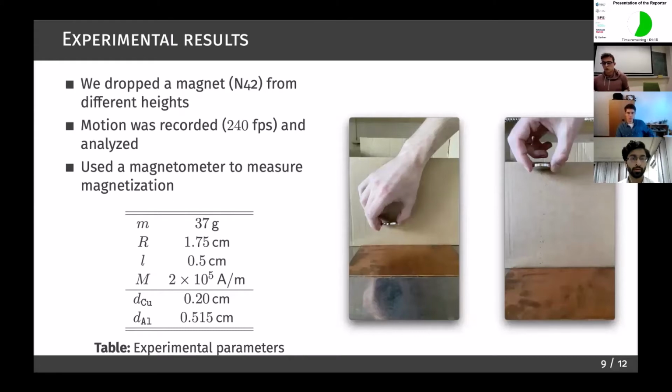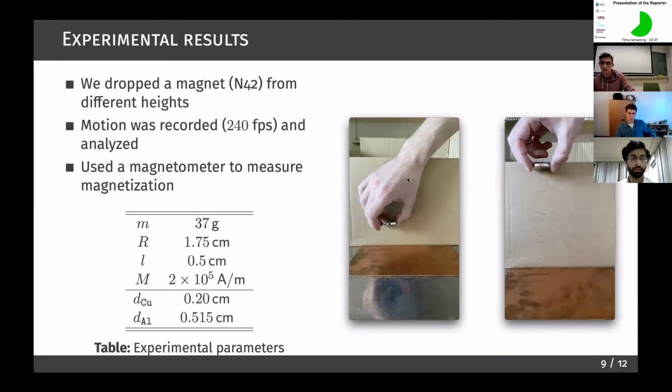Now we dropped them on 2 vertically stacked plates, a copper one with a thickness of 0.2 centimeters and an aluminum one with a thickness of 0.5 centimeters. Now we noticed that the thicker the plate, the better the effects were. We then used the magnetometer to measure the magnetizations that I gave you previously. And on the screen, you can see a table for the experimental parameters for the larger magnet. So I will show you the videos of the magnet being dropped from 5 and then around 17 centimeters.